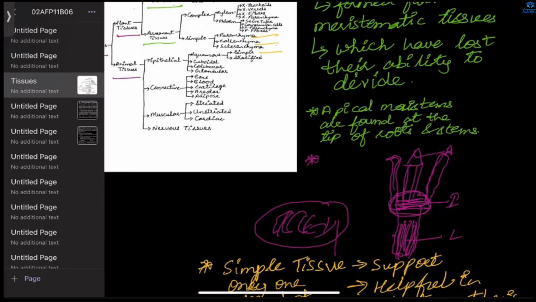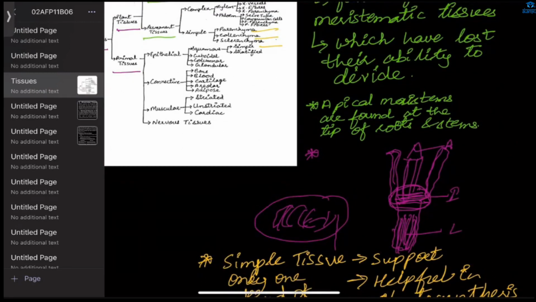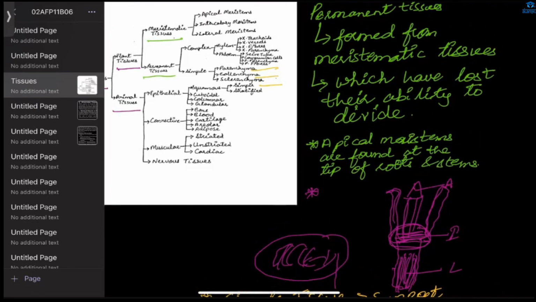Yes, you can. Because simple tissue is divided into how many kinds of tissues? Three. What are those? Parenchyma, collenchyma, and sclerenchyma. Okay. Now, we will study about complex tissues.